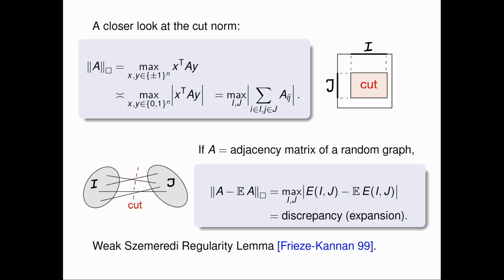And that is why the cut norm is important in combinatorics, in particular graph theory. It appears in many useful results, such as the Szemeredi regularity lemma, by Frieze and Kannan. Okay, so that's now our friend, our cut norm.